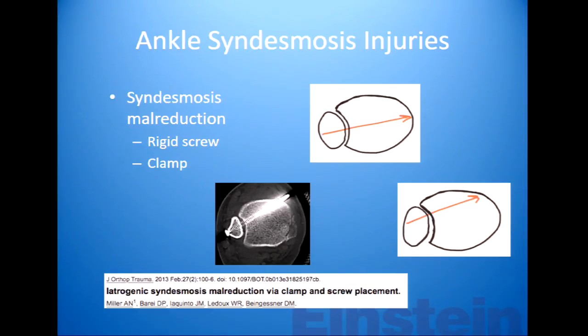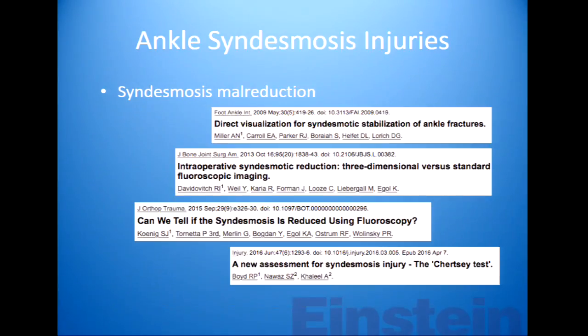Extreme example would be that radiographic CT scan down below, which shows the screw aiming quite anterior, and it does pull the fibula forward. And there's an article showing the risks for that problem. So there's a series of discussions in the literature about syndesmotic malreduction and what we can do about this.